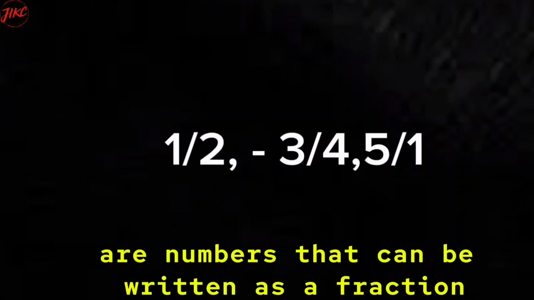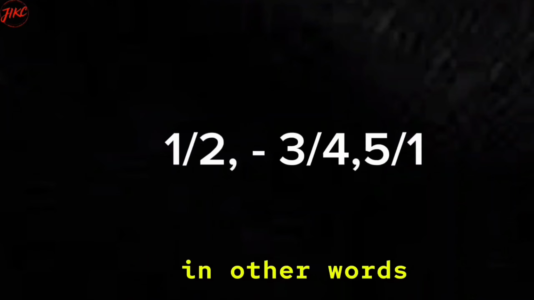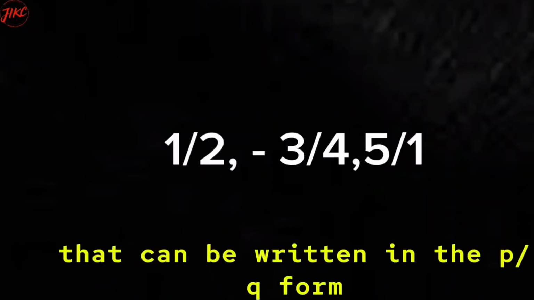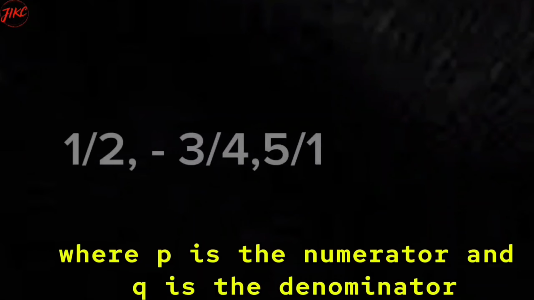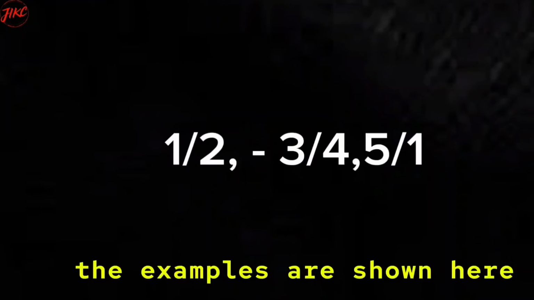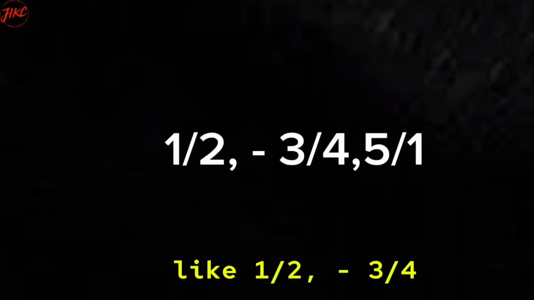Rational numbers. Rational numbers are numbers that can be written as a fraction. In other words, rational numbers are numbers that can be written in the p by q form, where p is the numerator and q is the denominator. The examples are shown here, like 1 by 2, minus 3 by 4.